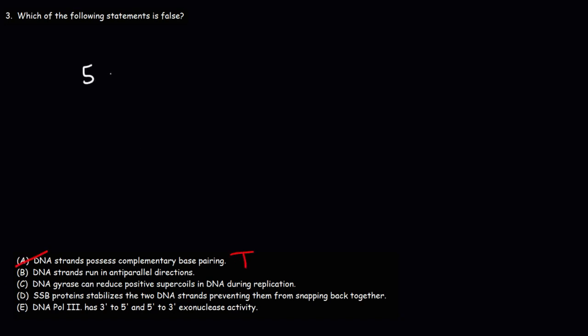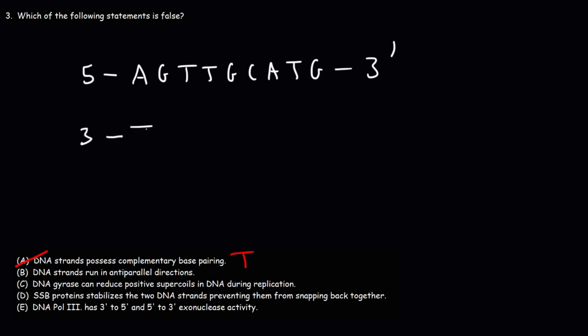So if the first strand has, let's say, the nucleotide sequence A, G, T, T, G, C, A, T, G, what's going to be the nucleotide sequence of the other strand? It's going to run in the other direction. A always pairs up with T, C always pairs up with G. So we'll get this sequence. And so this is an example of complementary base pairing. And don't forget that there's 2 hydrogen bonds between adenine and thymine, and there's 3 hydrogen bonds between guanine and cytosine.